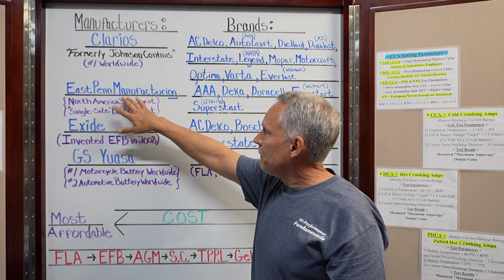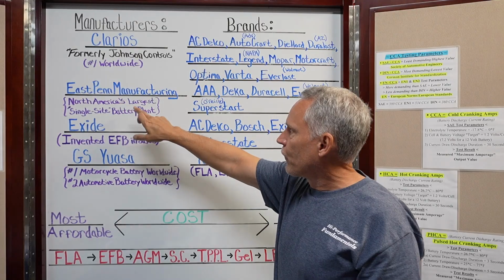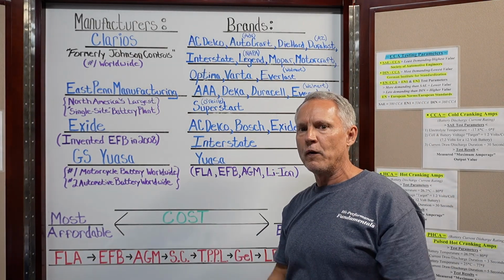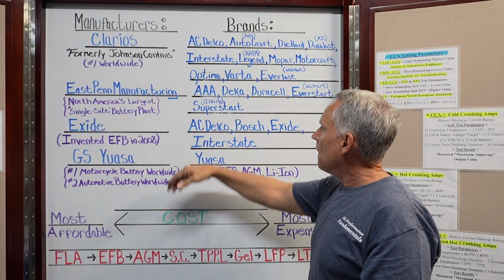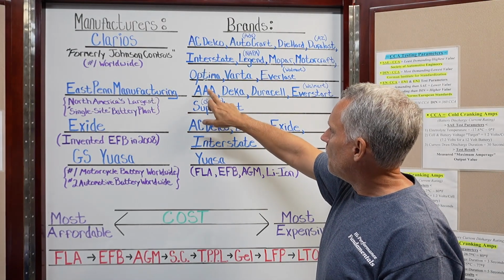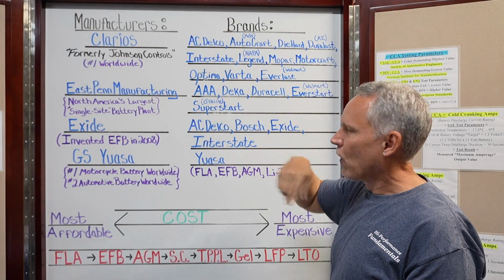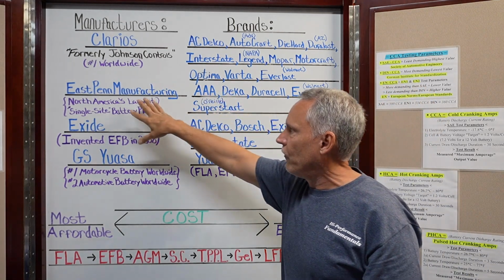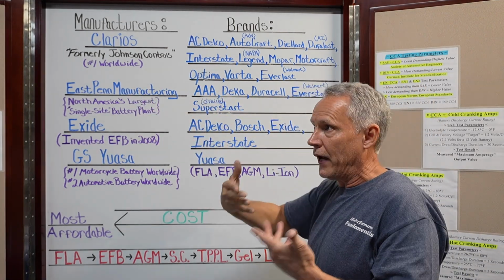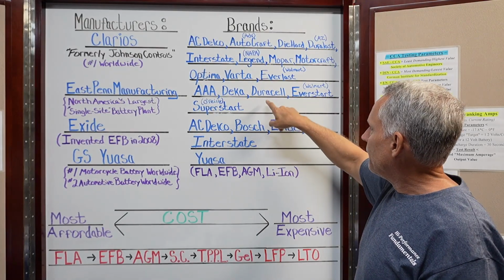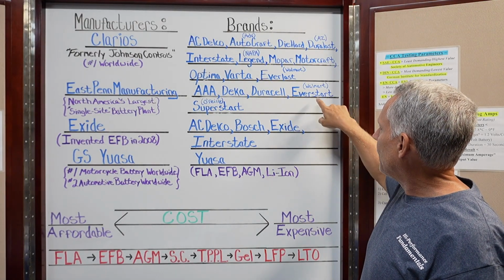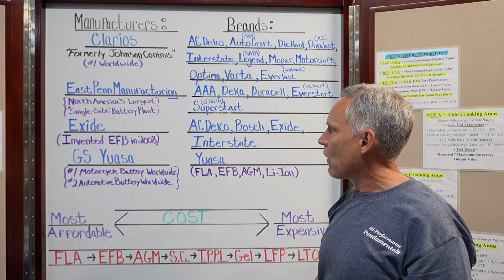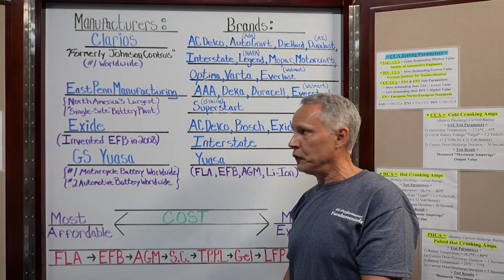Another one, East Penn Manufacturing, is North America's largest single-site battery plant. It's the largest battery plant in the United States. They make batteries for AAA auto service centers. This is their brand, and their signature brand is Deka. They make Duracell car batteries. They make some of the Everstart batteries for Walmart. They make the Superstart battery from O'Reilly. And like I said, they probably make others too, right?